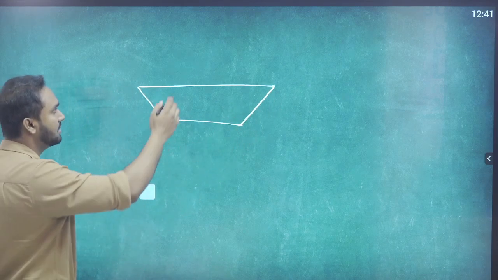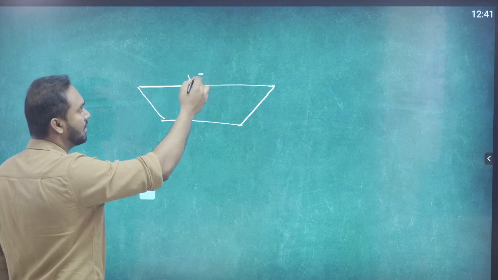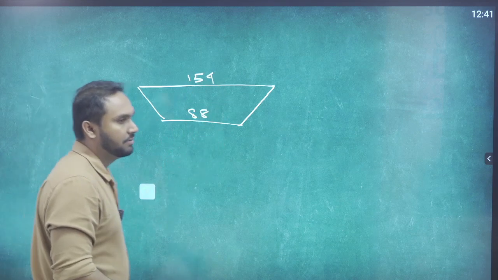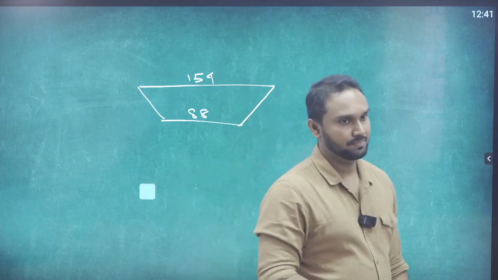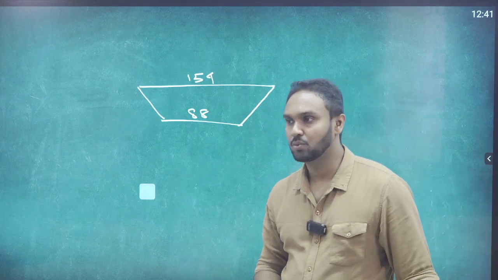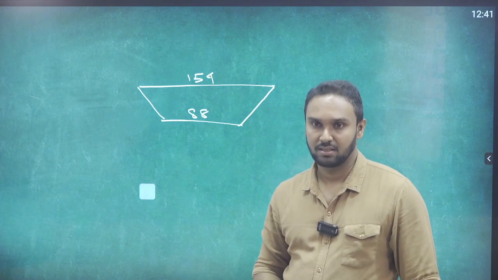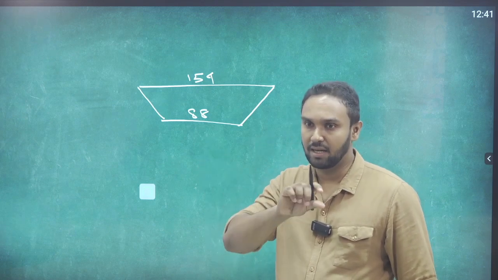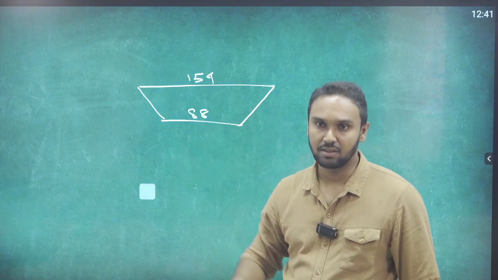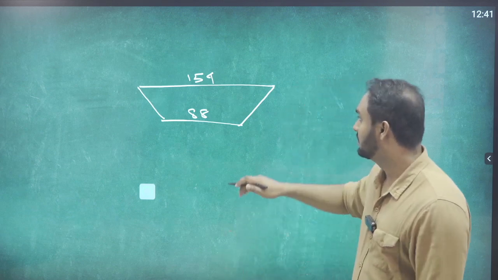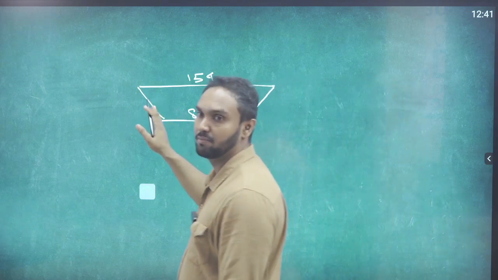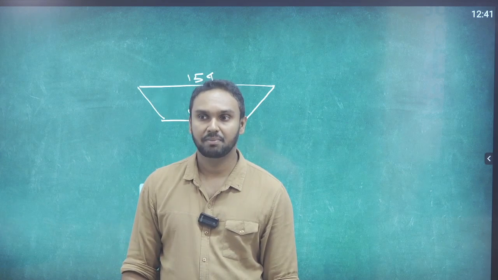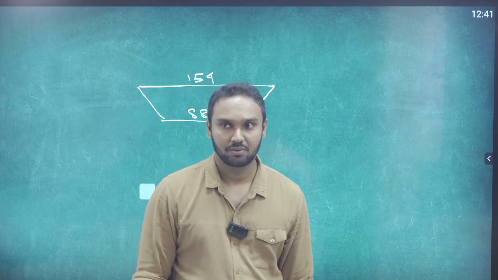And what are the lengths here? Now this is 154 and this is 88. Now how do you find the area of a trapezium? Half into the addition of the parallel lines into the perpendicular height. So now you have the parallel lines length, but do you have the perpendicular height? No. But you can find it.